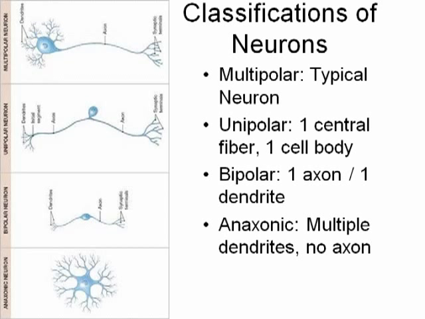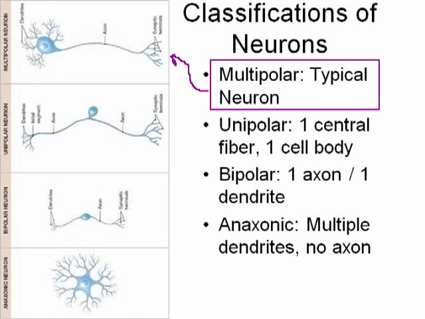The old favorite, typical, standard one is the multipolar, which again is right there. Right? It's got the cell body surrounded by the dendrites. The cell body is located at one end. The axon terminal buds are located at the opposite end. The axon is in the middle. That is your typical multipolar neuron.